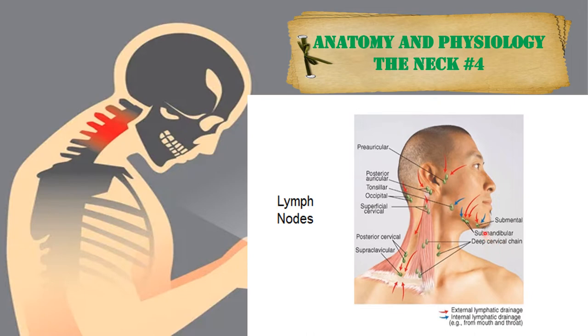Okay, here, this is the submental, okay, those green ones are our lymph nodes, the submental, the submandibular, okay, the tonsillar, the preauricular lymph node, the posterior auricular lymph nodes, and at the back is the occipital lymph nodes, the superior cervical lymph nodes, okay. Now, these are the deep cervical chain, okay. This is the posterior cervical lymph node and the supraclavicular lymph node. You need to memorize all of these lymph nodes, especially when we are doing the physical examination in your related learning experiences.